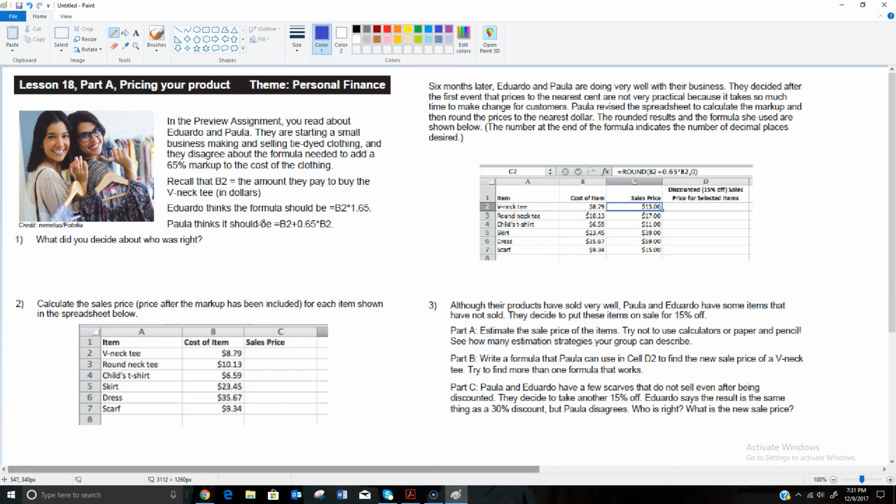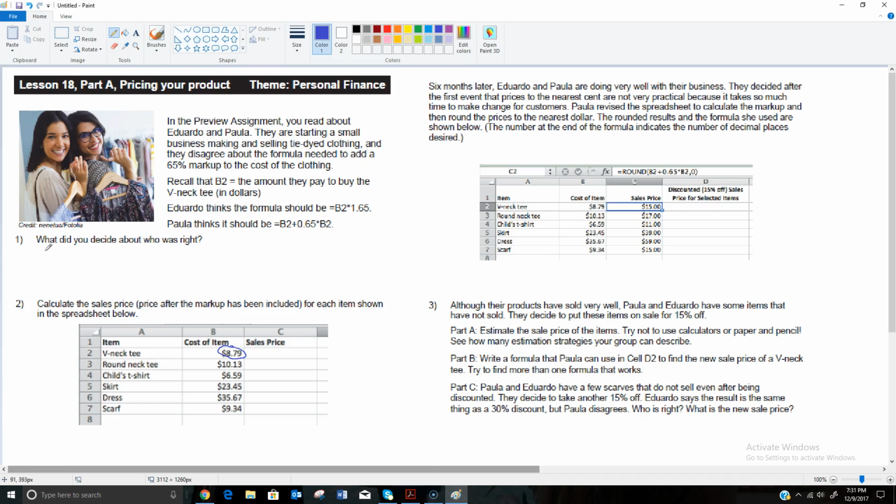So it says, recall that B2 is the amount they pay to buy the V-neck in dollars. And so right here, that's what we're talking about. So it costs $8.79 to buy the V-neck. Eduardo thinks that the formula to get the sales price should be equals B2 times 1.65. Paula says, no, just take what's in B2 and add 0.65 times B2. So who's right? And the answer is they're actually both right.